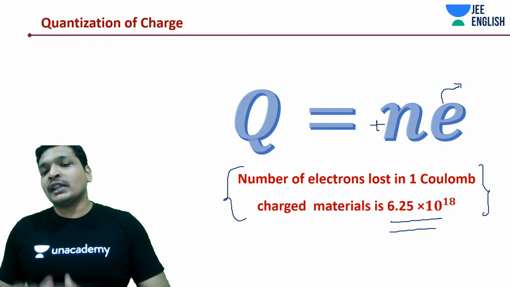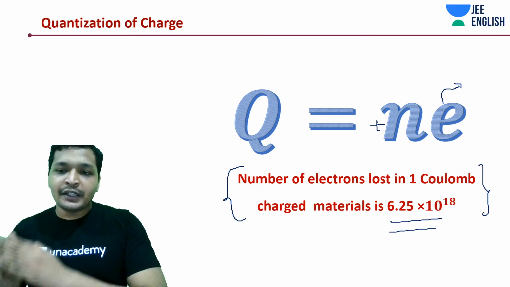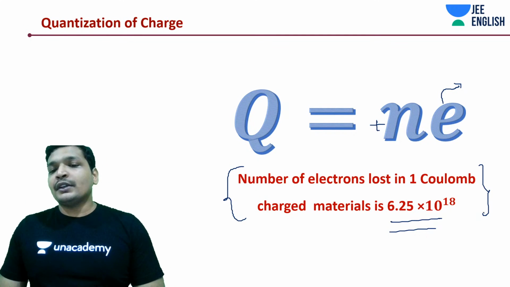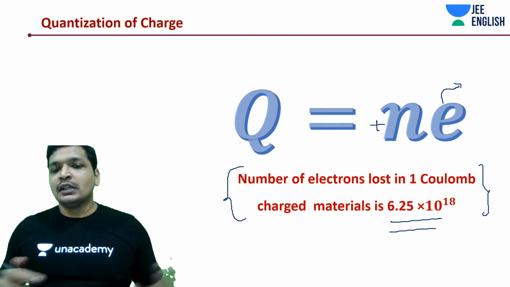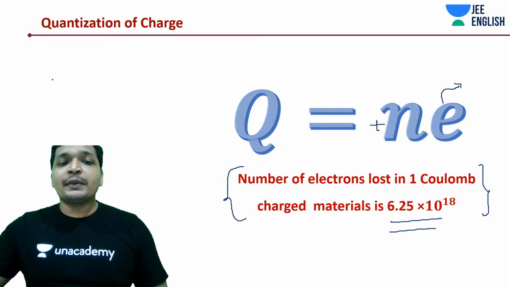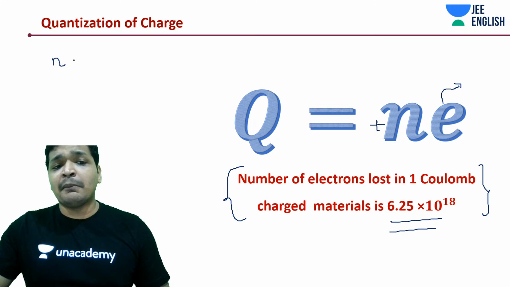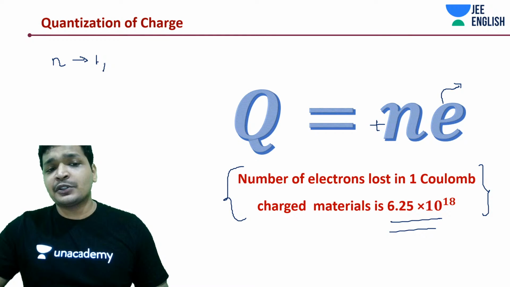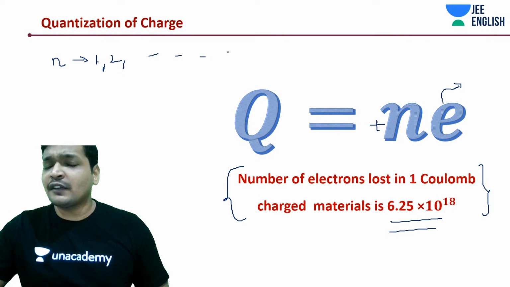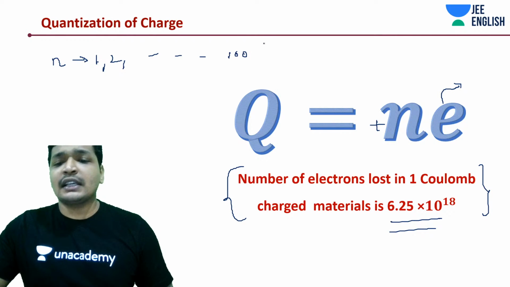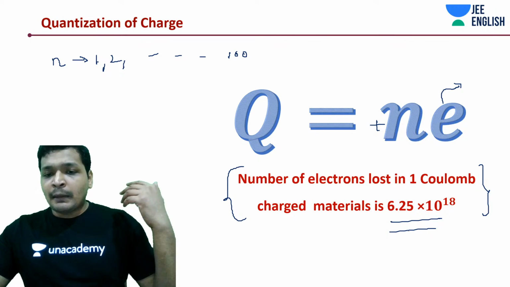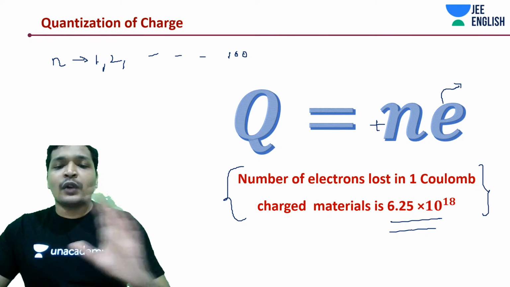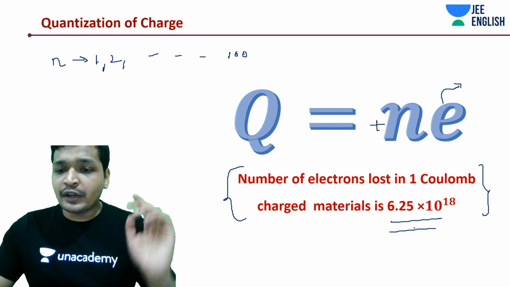If it's not quantized, there is something wrong in your measurement, in your experiment, or maybe the problem is given that way, and you need to understand that. So fractional values cannot exist; it should be an integer multiple. It should be 1, 2, 3, and so on, till it can be 100, 500, 600, 1000. In this case, the number of electrons lost in 1 coulomb is 6.25 into 10 to the power 18.